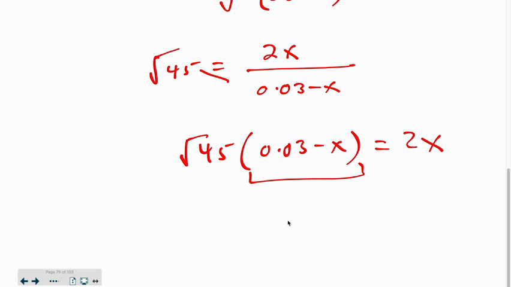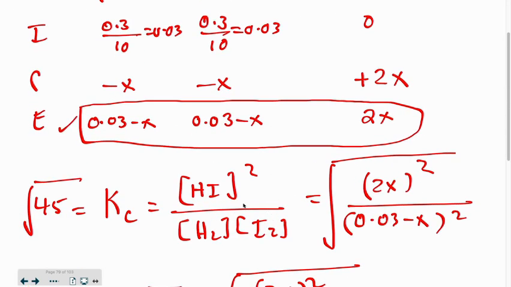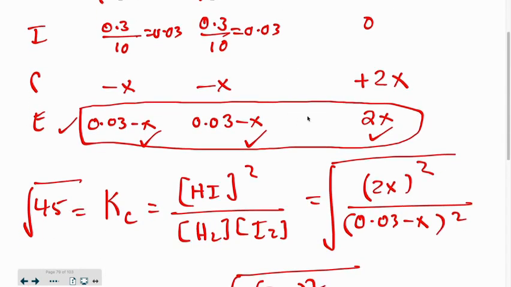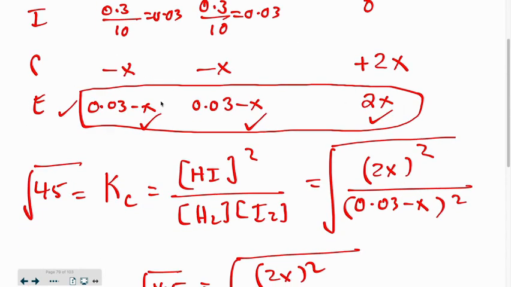Now, once you find the value of x, you are going to take that value of x and plug it in here, plug it in there, and then plug it in there. So remember, the question here asks you, what are the equilibrium concentrations of all three gases? So my equilibrium concentration of all three gases here, well, I was missing the value of x. Once I find the value of x, I am good to go.